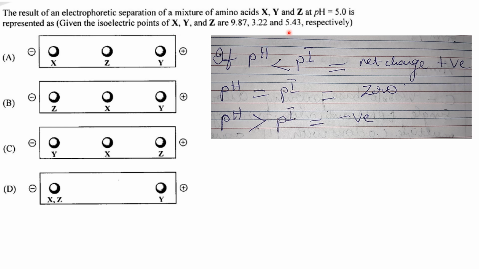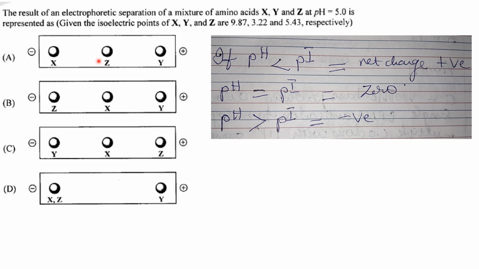PI is 5.43 for Z and pH is 5. So 5.43 is approximately equal to 5. So the net pH is equal to PI and the net charge will be 0. So it will be in the center. So D can be eliminated. D they have given Z towards the negative charge, which is not correct.